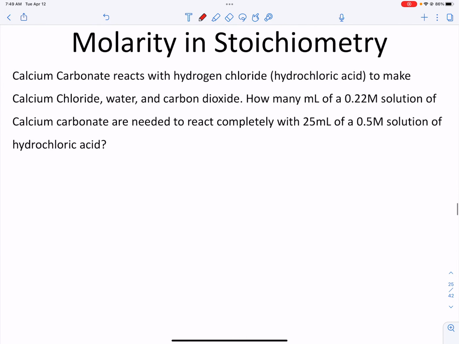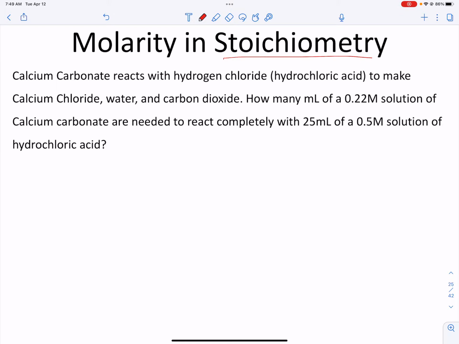But I want to work this second problem. So find this slide, and it says molarity and stoichiometry. Stoichiometry is just a fancy word for using a chemical reaction to calculate or convert and find useful information, essentially. All right, hopefully you found the slide.